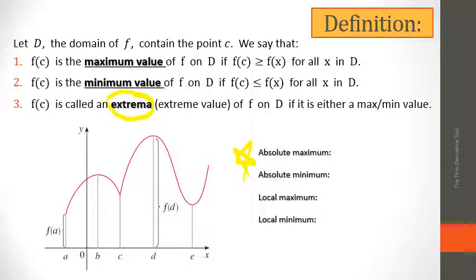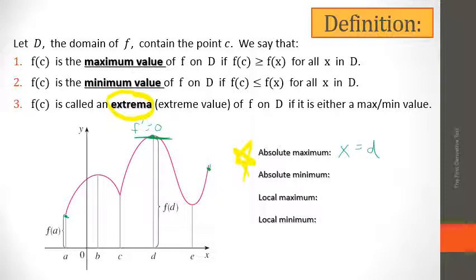Okay, so the absolute max would have to be the highest point that the graph achieves. And we're going to assume that the graph stops right here because they're not saying that it continues. So what is the highest point? It would be right here. Note that the slope of the tangent line is 0 there. And so the absolute max occurs at x equals D.